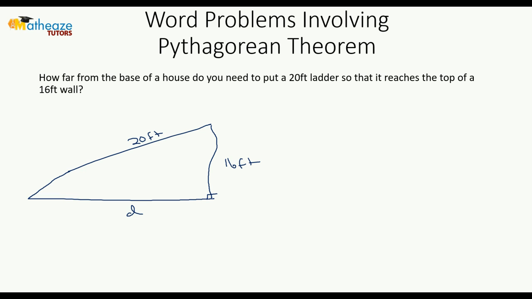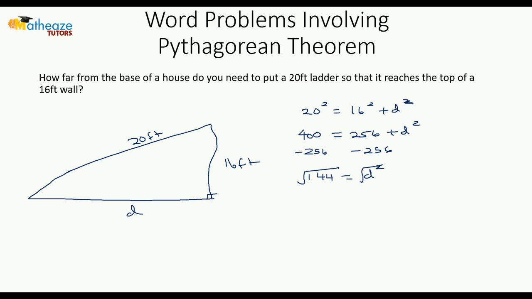So in this case, we have the Pythagorean theorem. 20 squared is equal to 16 squared plus d squared. So 400 is 256 plus d squared. So we subtract 256 from both sides of the equation. 144 is equal to d squared. We want to take the square root of both sides, and we have 12 is d. So d is 12 foot. So we need to place the ladder 12 foot from the building.